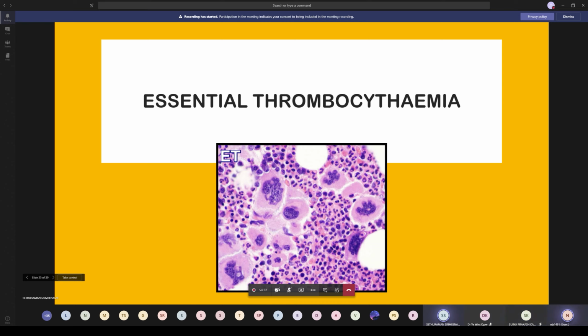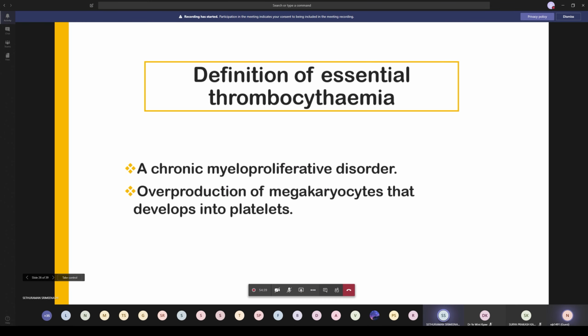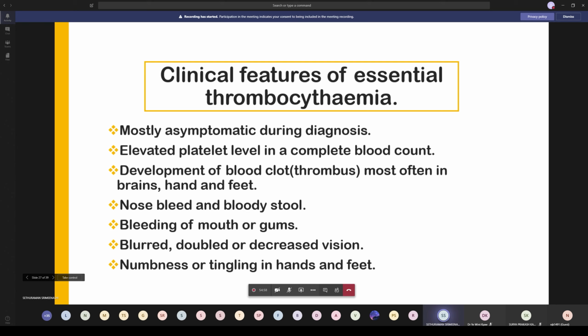Essential thrombocythemia is a rare chronic myeloproliferative disorder. It is characterized by the overproduction of platelets, thrombocytes, by megakaryocytes. Clinical features of essential thrombocythemia. It is mostly asymptomatic during diagnosis.